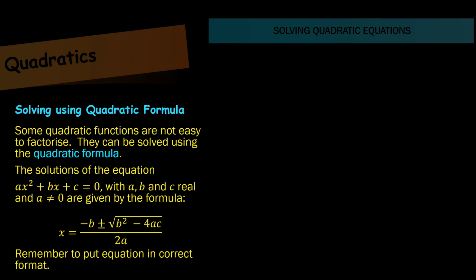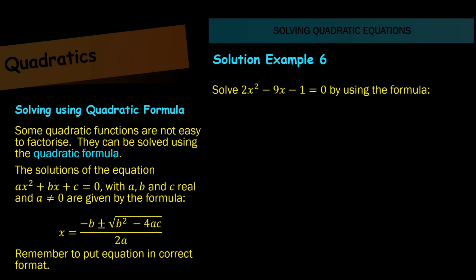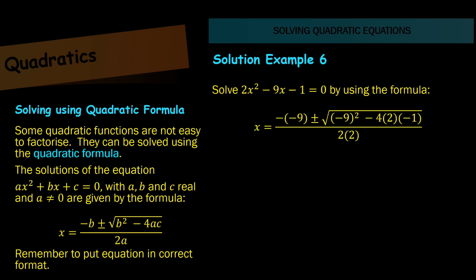Now let's have a look at another example. Pause the video and have a go before proceeding. Press play when you're ready to view the solution. So let's solve this. We can solve 2x squared minus 9x minus 1 equals 0 by using the quadratic formula and simply plugging in the values of a, b and c as shown. Now b is equal to minus 9, and we've plugged it in. A and C are equal to 2 and minus 1 respectively, and we've plugged those in.